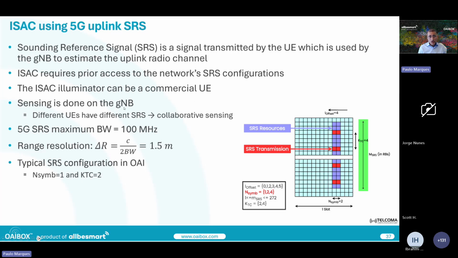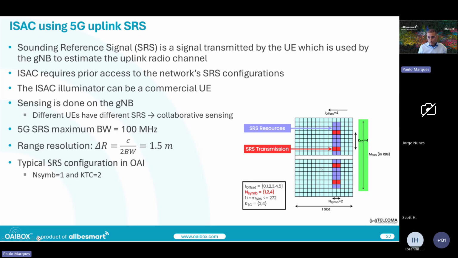Sensing is done on the gNB. Different UEs have different SRS, which is good because you can play with collaborative sensing. You can have different channels, different perspectives that together will increase the accuracy of the sensing system. The maximum bandwidth is 100 megahertz, so the range resolution is 1.5 meters.